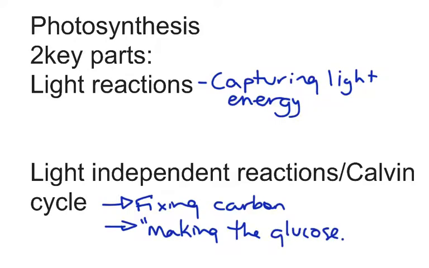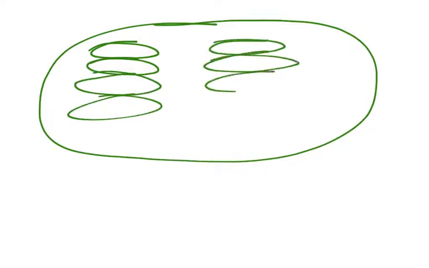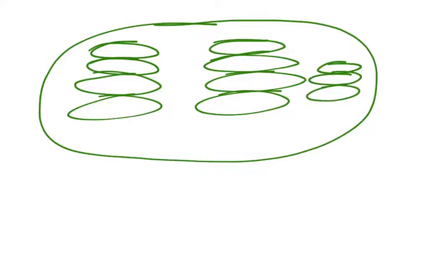also known as making the glucose. So we're looking at the light reactions primarily today, okay? The light reactions take place in one part of the chloroplast, and the light independent reactions of the Calvin cycle take place in another part. If you were to look at the chloroplast, it is an organelle that contains its own DNA.